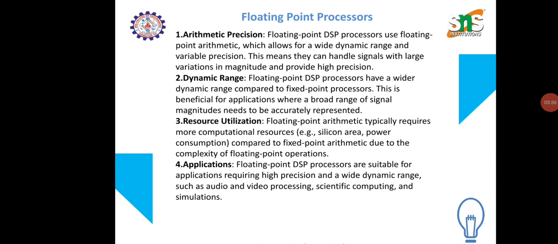The next one, dynamic range. As far as the dynamic range is concerned, floating point DSP processors have a wide dynamic range compared to fixed point processors. This is beneficial for applications where a broad range of signal magnitudes needs to be accurately represented. And coming to resource utilization, these processors typically require more computational resources, for example silicon area and power consumption, compared to fixed point arithmetic due to the complexity of floating point operations.